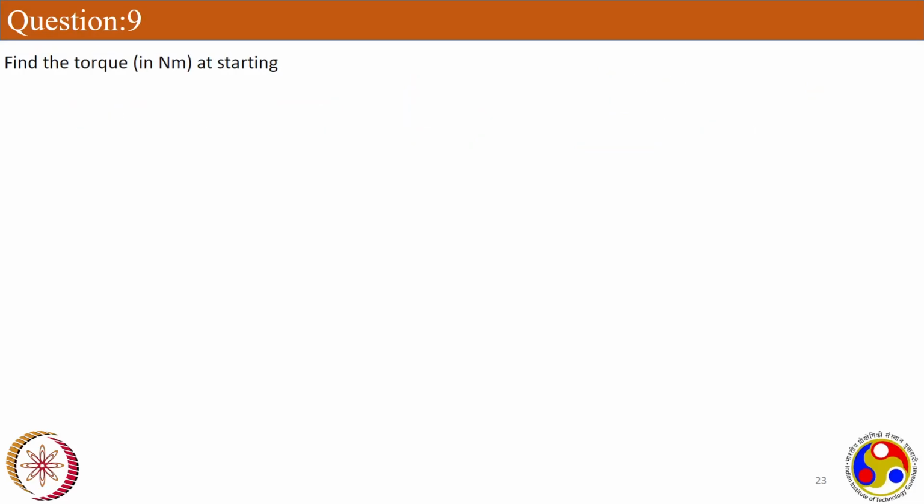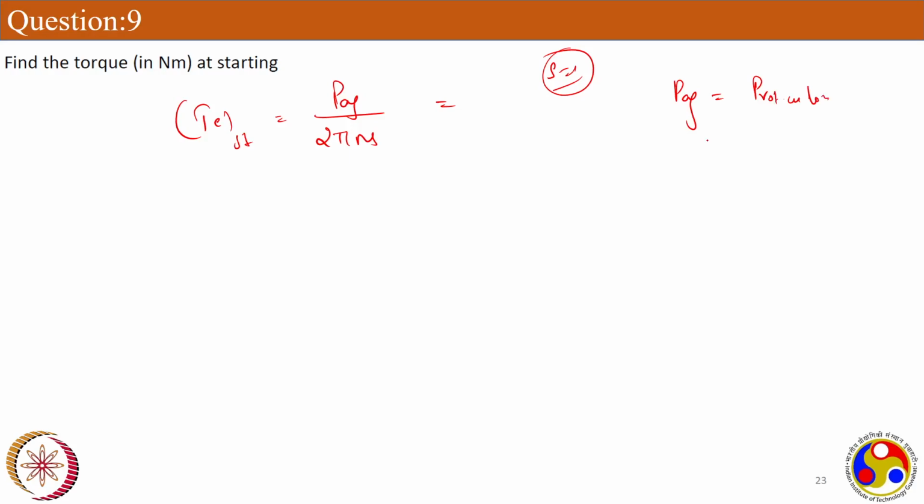Now the next question is the starting torque in Newton meter. The electromagnetic torque at starting is air gap power divided by 2 pi Ns. Here at the starting, S is equal to 1. Now S times air gap power is equal to rotor copper losses. So air gap power is nothing but the rotor copper losses. But here R2 is now added with an external resistance, so we have to calculate 3 I2 square times (R2 plus R external).